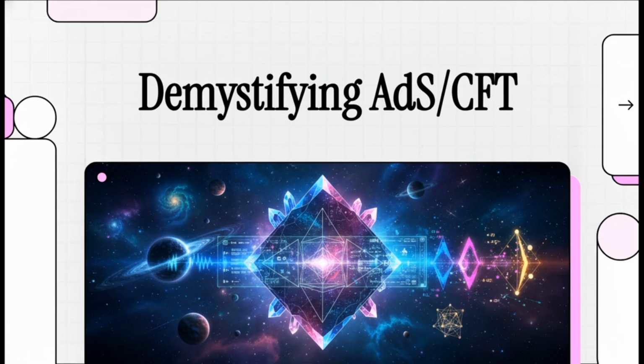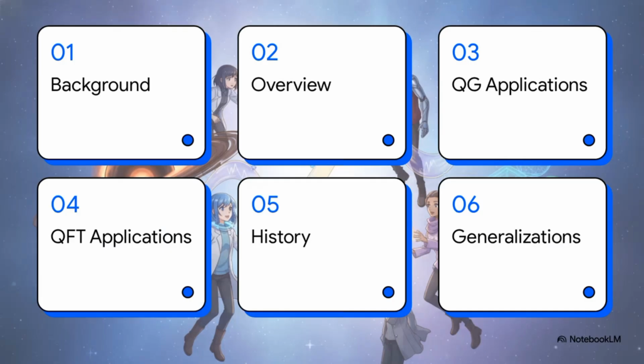Welcome to this explainer. Today, we're taking a really deep dive into one of the absolute most profound breakthroughs in modern theoretical physics. We're looking at the anti-de Sitter/conformal field theory correspondence, or as it's almost always called, ADS/CFT. Now, I know that concept sounds totally intimidating, but we're going to unpack exactly how it acts as a holographic dictionary for the entire universe. Okay, let's dive into this.